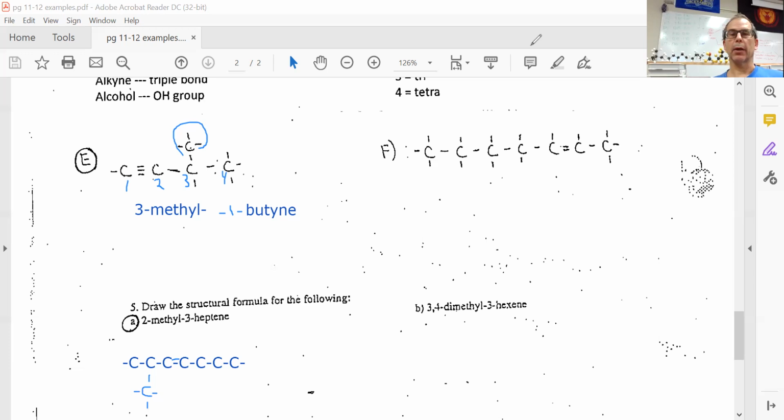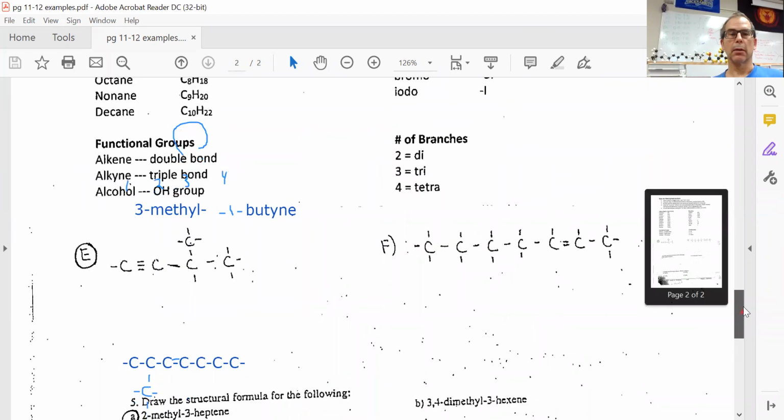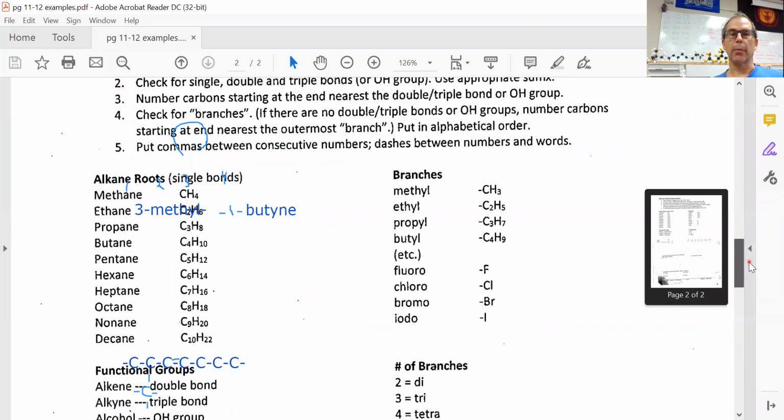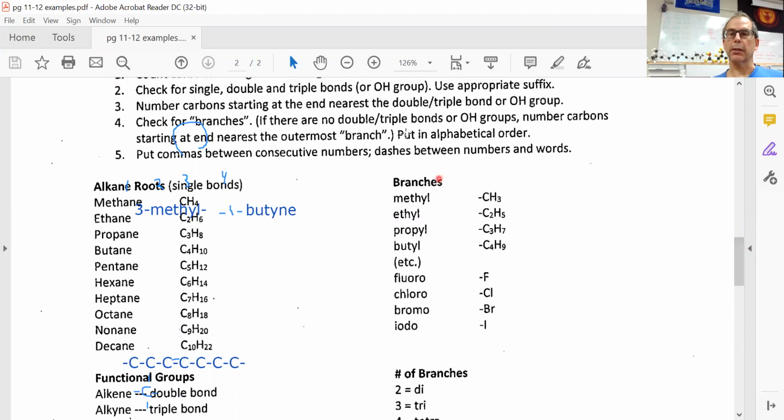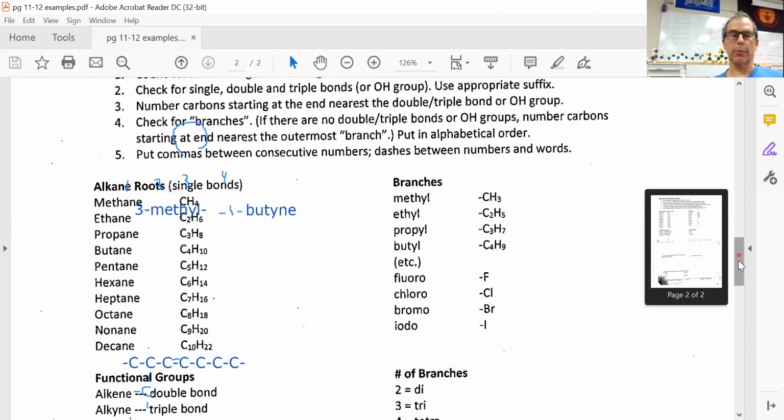Just go back and look at our rule quick, and it says what? We numbered our carbons at the end nearest the double or triple bond. We checked for branches, and we found a methyl branch, and that was on carbon number 2, and we put it in the appropriate spot.